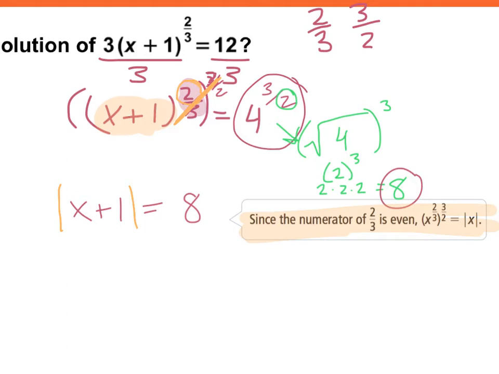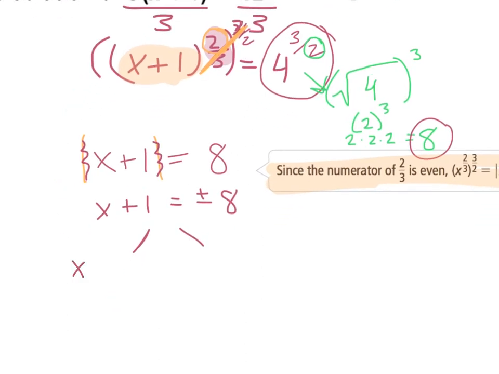So since we have an even number, this 2 on top, when we cancel the exponents out, it becomes an absolute value sign. And in order to get rid of the absolute value sign, we can drop them by adding a plus or minus 8 on the right side. So we get rid of the absolute value by changing this to a plus or minus 8.